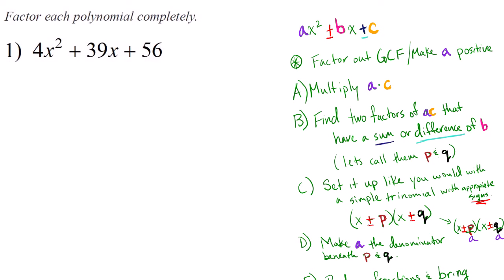All right, so here's an example. This is what we're going to be looking at. And notice that we have a situation where a is greater than 1, right? And we always want to check for a GCF first. That's always the first step in factoring any kind of polynomials.